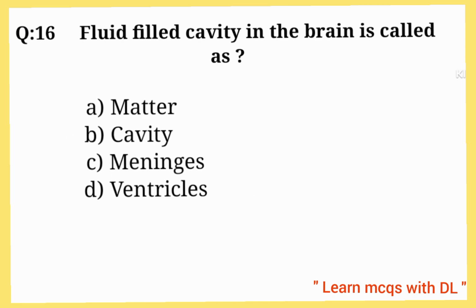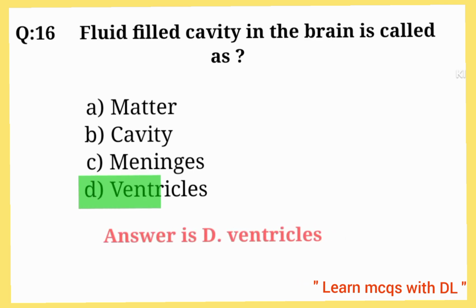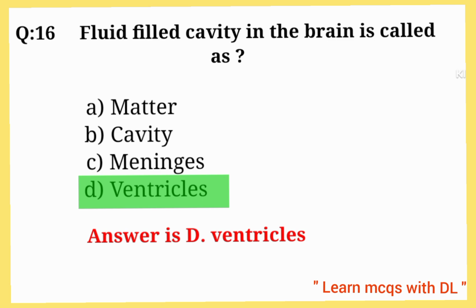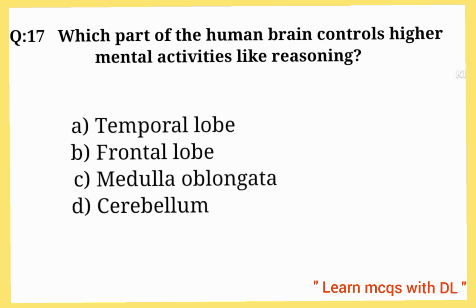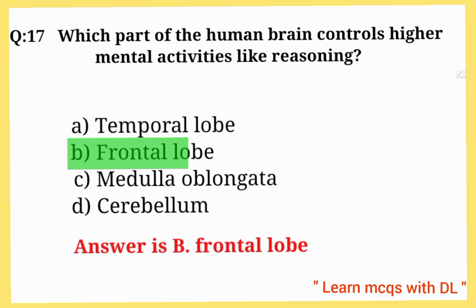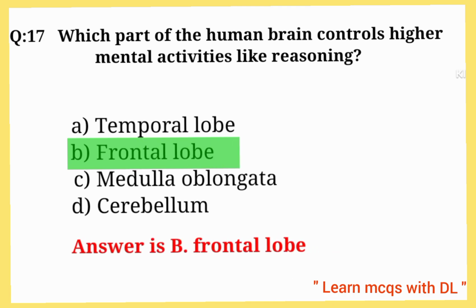Fluid filled cavity of the brain is called as mater, cavity, meninges, ventricles. Correct option is option D, ventricles. Which part of the human brain controls higher mental activities like reasoning? Temporal lobe, frontal lobe, medulla oblongata, cerebellum. Correct option is option B, frontal lobe.